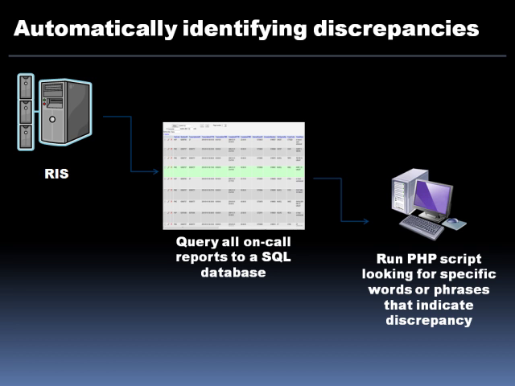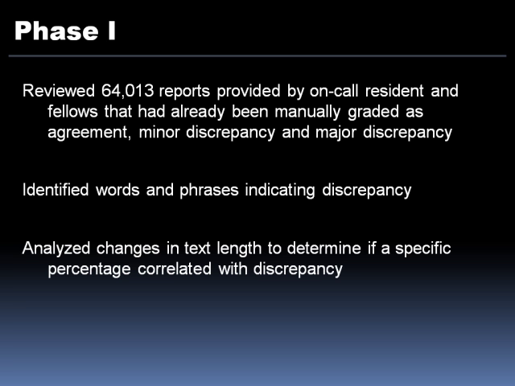So what we did was she had about 2 years' worth of data, 2 years' worth of reports that had been graded as agreement, minor, or major discrepancy. And we tried to develop PHP scripts that looked at the final report, compared it to the prelim report, and tried to identify specific words or phrases that indicated discrepancy. So the first part of the project is we looked at about 1.5 years worth of the 2 years of reports. It's about 65,000 reports that were graded as agreement, minor, major discrepancy.